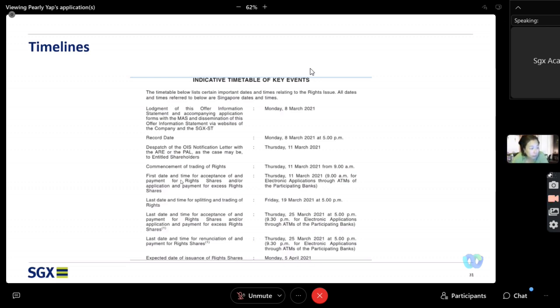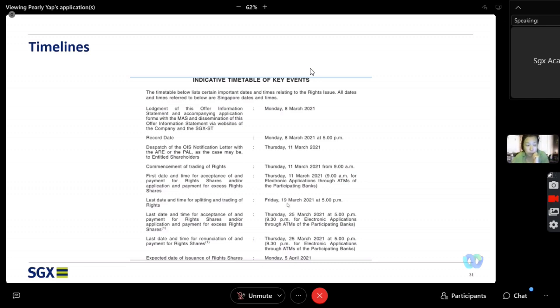Then the first day and time for acceptance. So instead of trading the rights, because if you want to subscribe, you don't need to sell the rights, right? You can just put your money through the ATM and subscribe for the rights. Now, you just have to know the expected date of issuance of rights shares is 5th of April. So from 8th of March to 5th of April is almost a month, right?